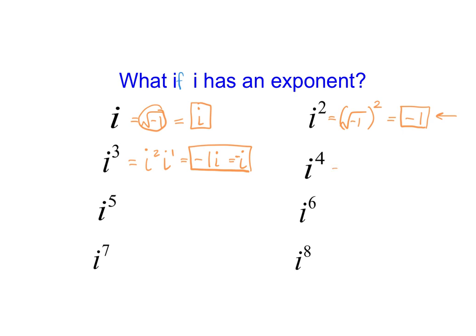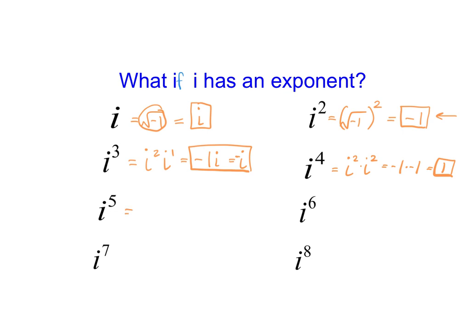And then finally, i to the fourth. This is another one where we can rewrite it as i squared times i squared, which is -1 times -1, which is equivalent to 1. So you can see how those first four simplify down to either i, -1, -i, or 1.